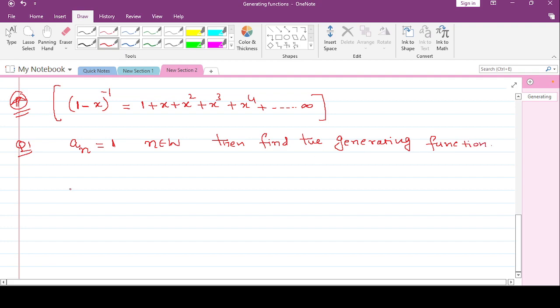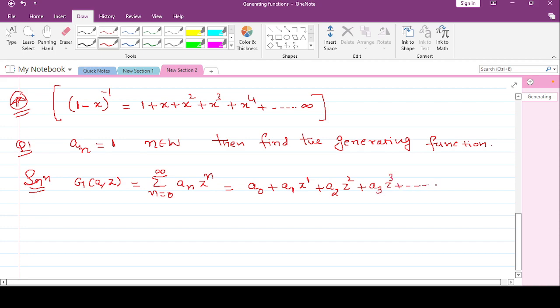Okay, then find the generating function. So it is very easy. We know the definition of generating function: it is G(z) = summation n equal to 0 to infinity a_n z^n. So you set n value equal to 0, so it is a0 z^0, that is 1, so we need not write that. Then a1 z^1, a2 z^2, a3 z^3, and so on up to infinity.